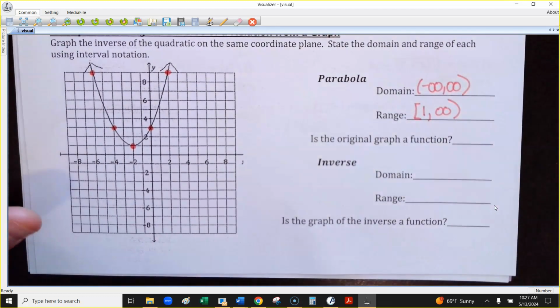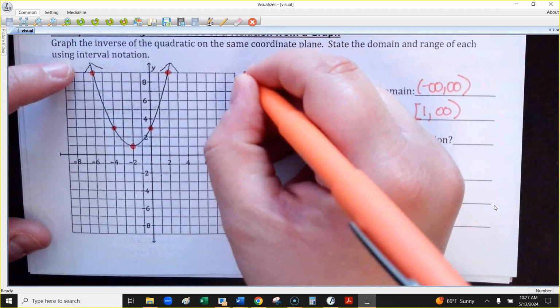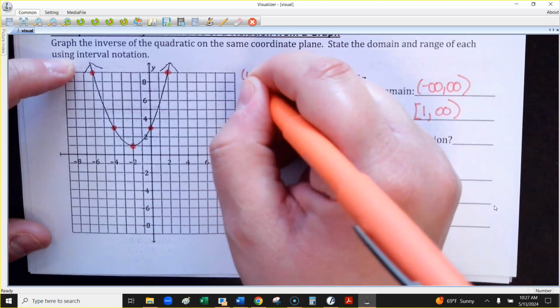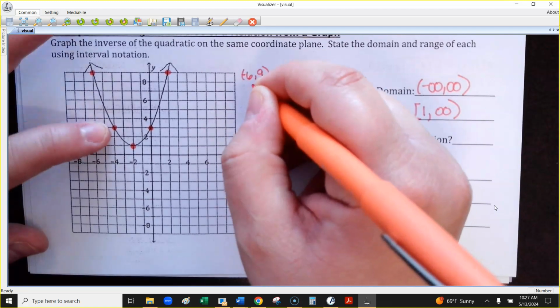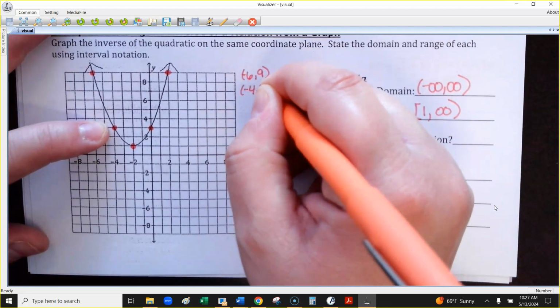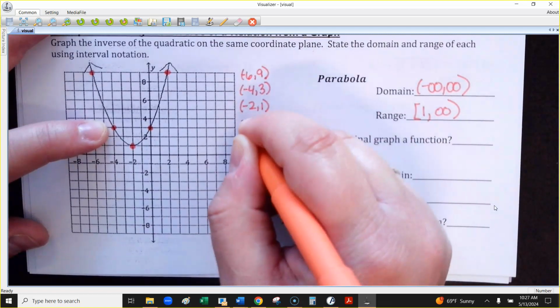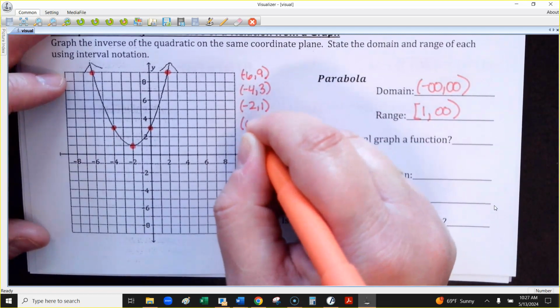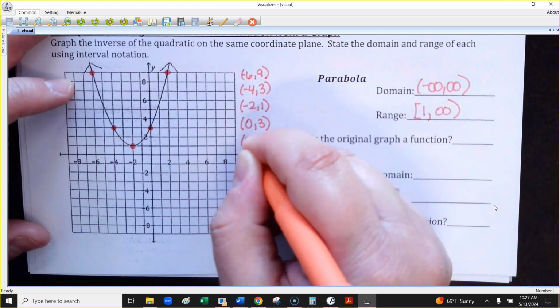Okay, now, you don't have to write this out. I'm just going to do this on my paper real quick. I'm going to write down these points that I have here. I have the point -6, 9. I have the point -4, 3. The vertex is at -2, 1. I have a point at 0, 3. And then I have a point, looks like 2, 9.